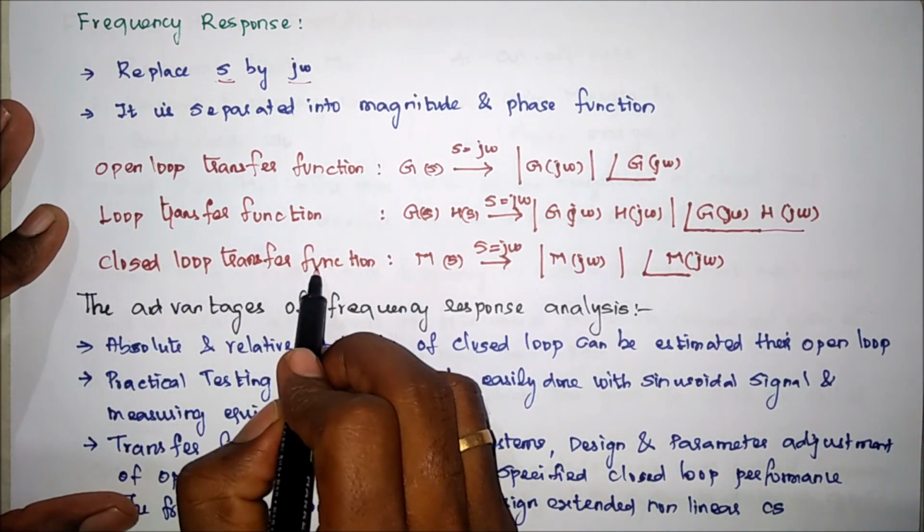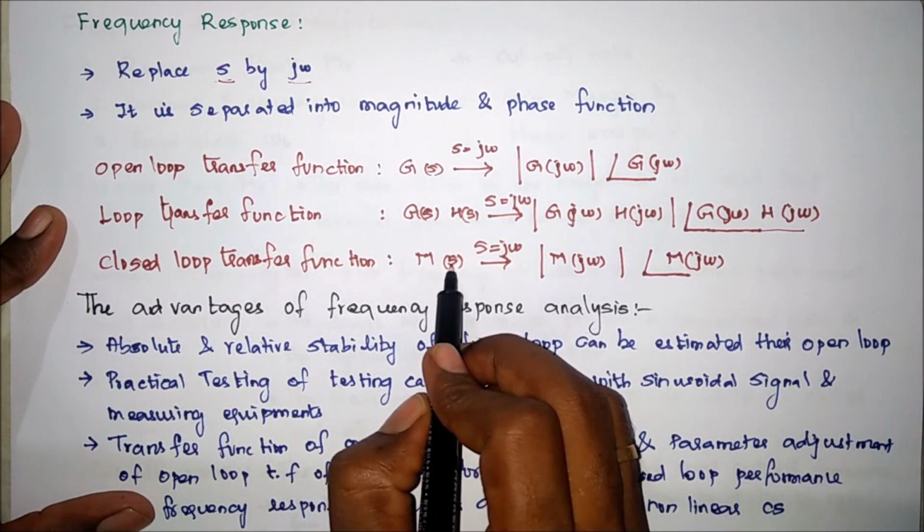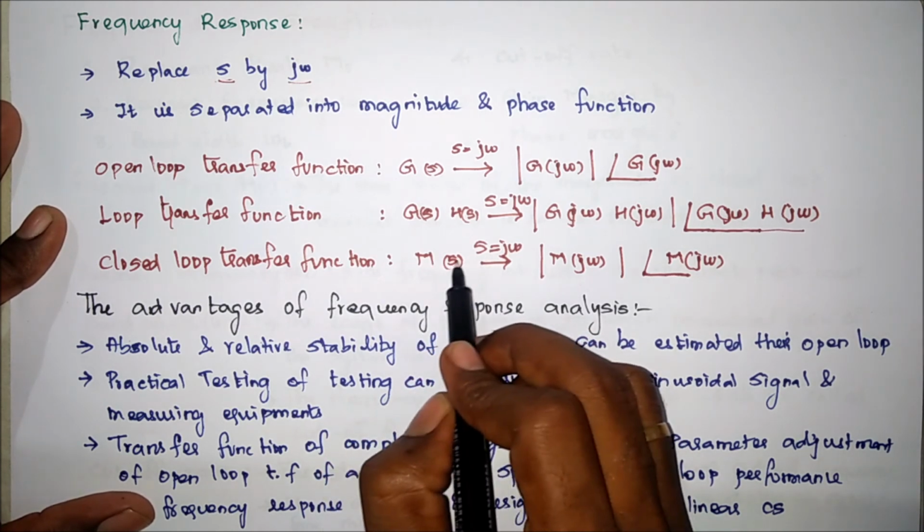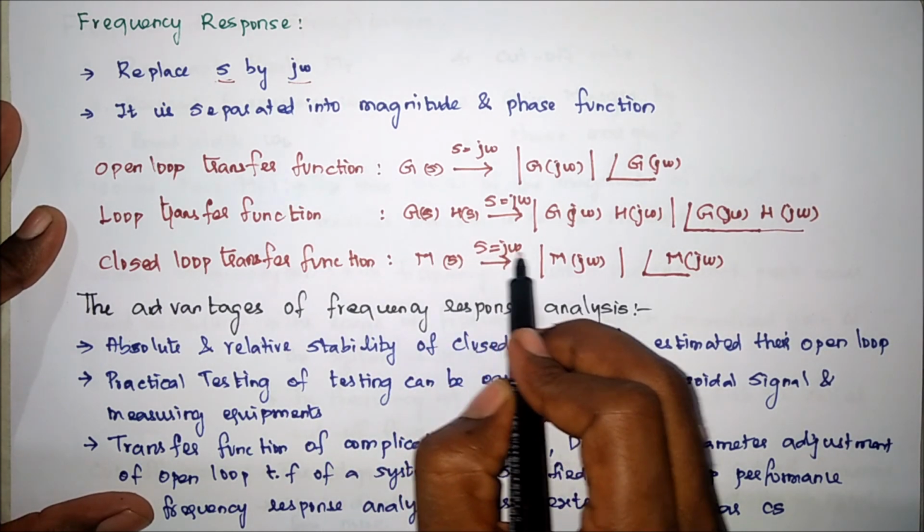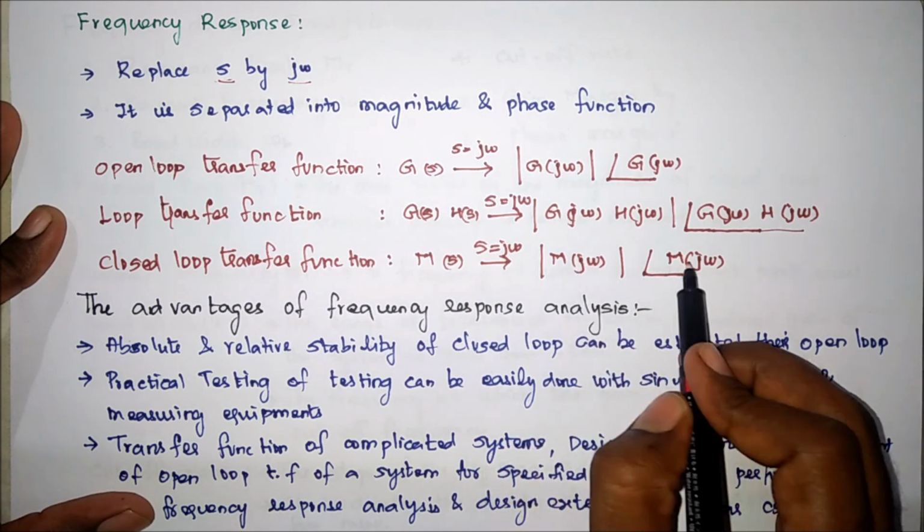Next, closed loop transfer function. So the closed loop transfer function M of s. Now s equal to j omega, then we have to separate its magnitude and angle.